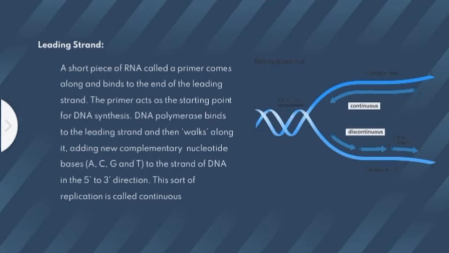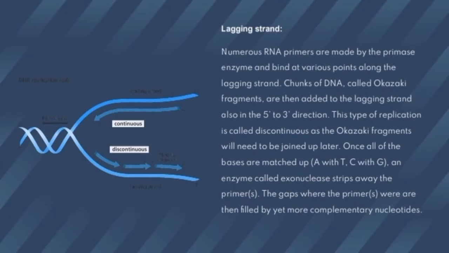Leading strand. A short piece of RNA called a primer comes along and binds to the end of the leading strand. The primer acts as a starting point for DNA synthesis. DNA polymerase binds to the leading strand and then walks along it, adding new complementary nucleotide bases A, C, G, and T to the strand of DNA in the 5 to 3 direction. This sort of replication is called continuous.